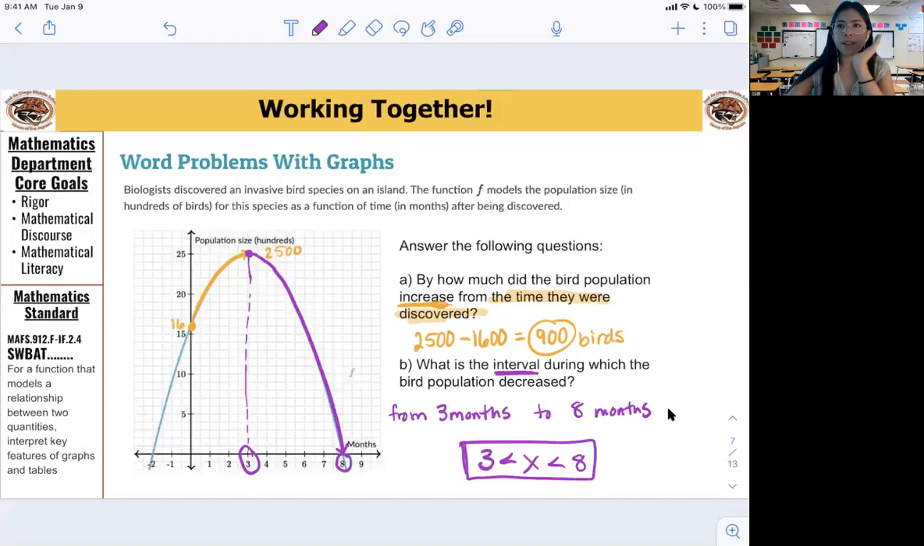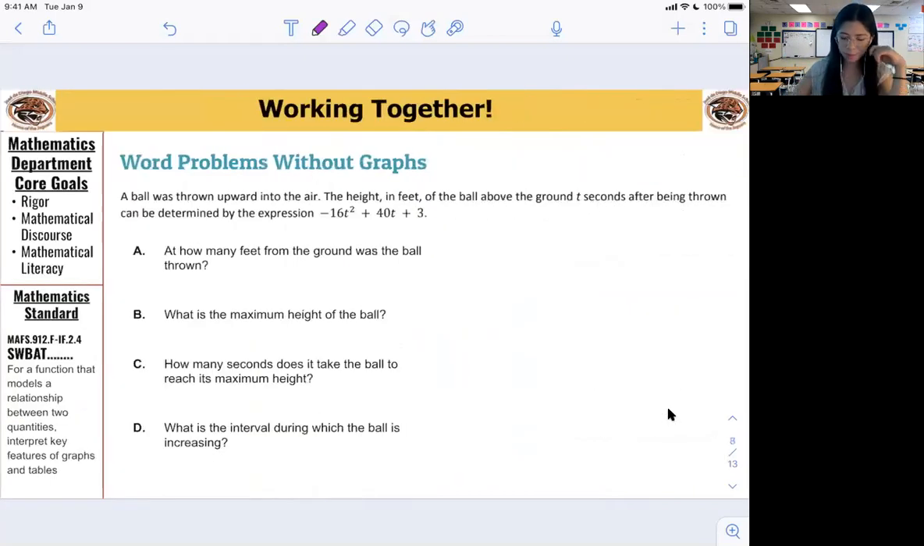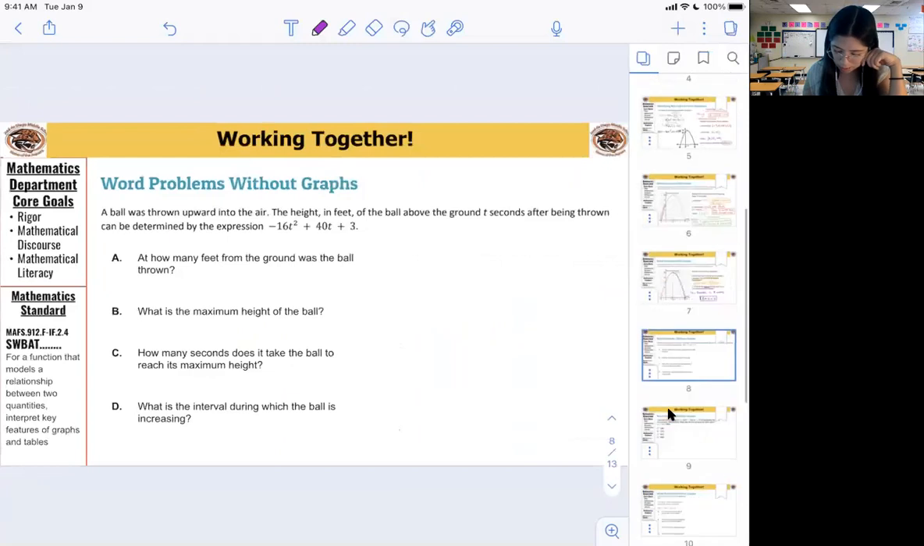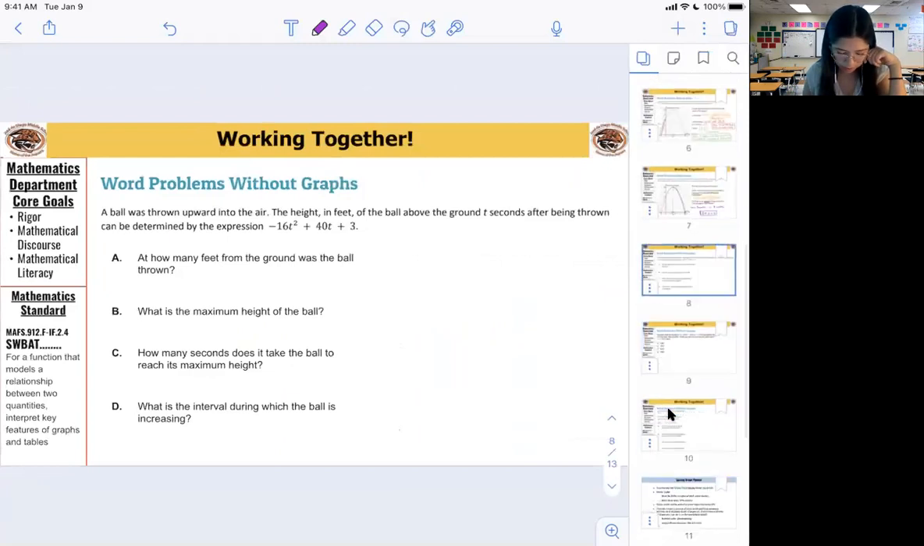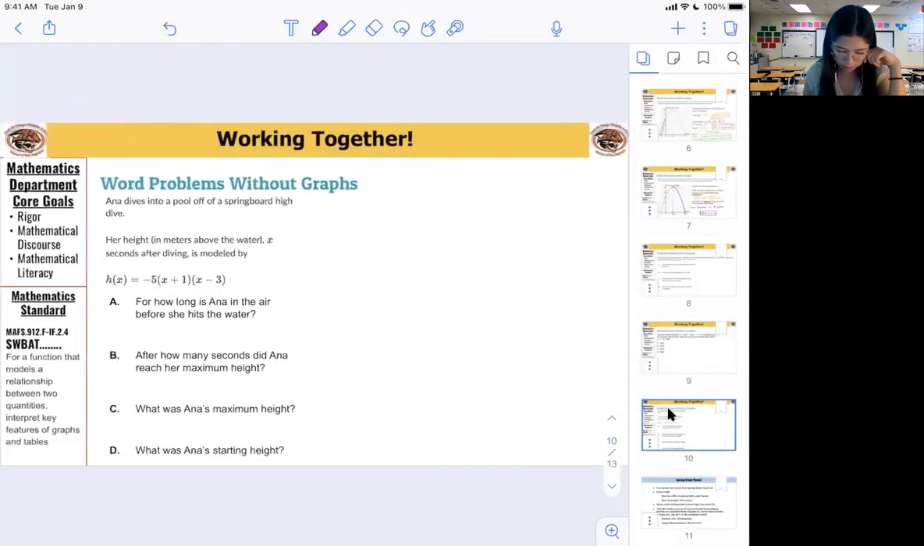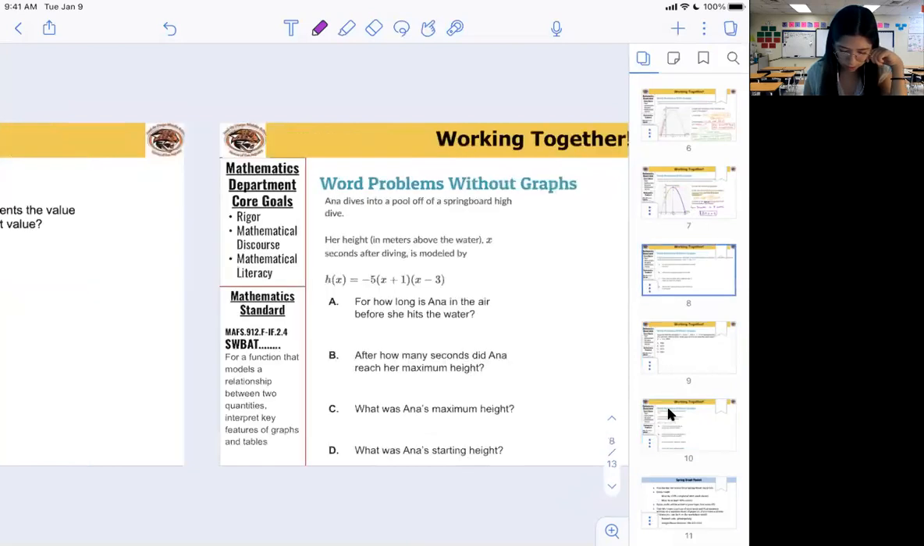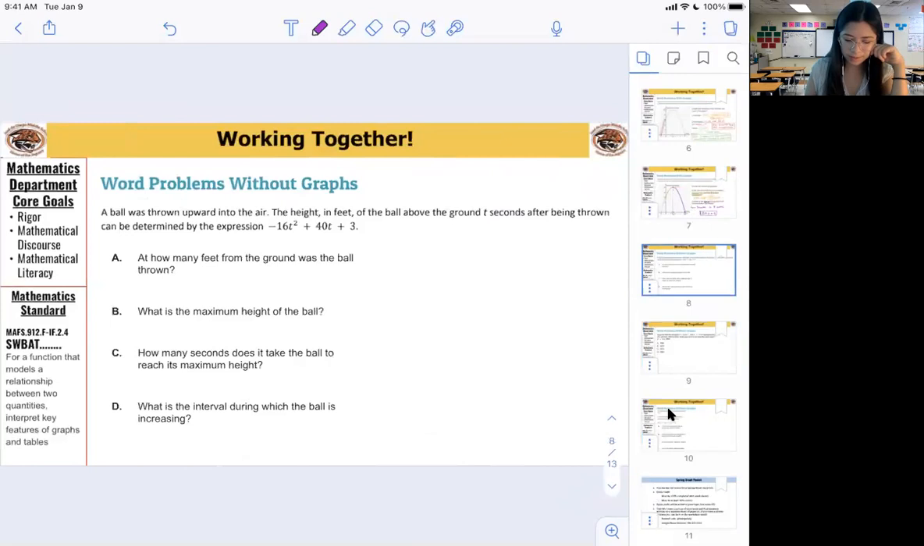Cool. Okay. It is 10:24. Let's see. I want to do one of these word problems, just one. But let me find the best one. There's three that we can do. I think let's do this one.